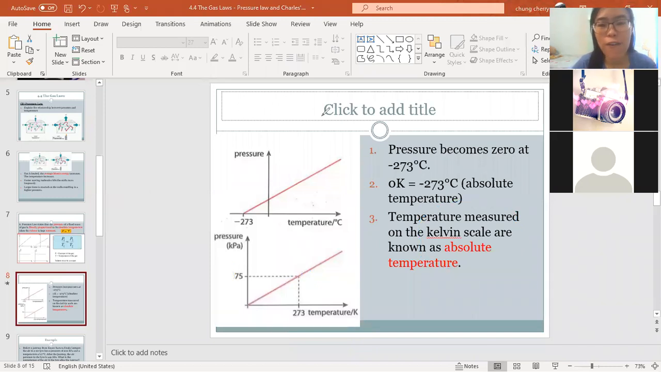So this is what I have told you just now. The pressure becomes 0 at negative 273 degrees Celsius. Why? Because 0 Kelvin is equivalent to negative 273 degrees Celsius. The temperature measured in Kelvin is called absolute temperature. That's why for the pressure law, we must make sure that the temperature is always measured in Kelvin, then only does the pressure law apply. Any problem? No problem? Very good.